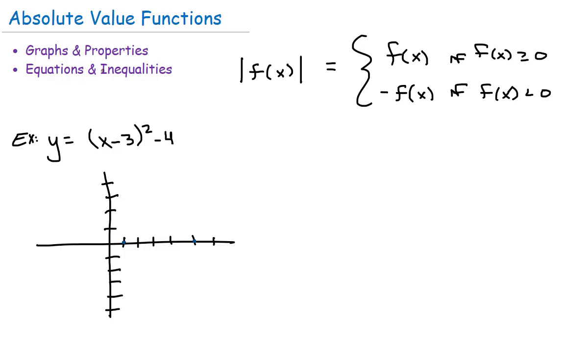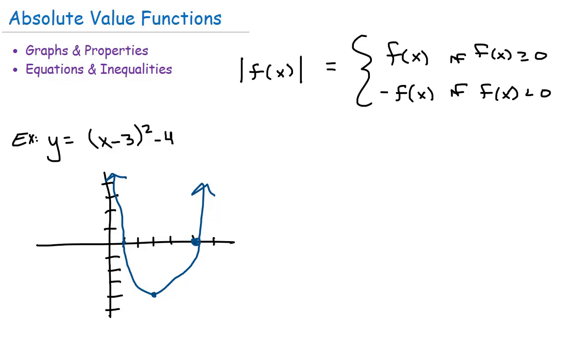So let's take a look at this example. We're going to graph this parabola, y equals (x minus 3) squared minus 4. And so this parabola just looks something like this, where we have our parabola opening upward, roughly like that, okay? Not the best drawing, but something like that. Okay, so that's our parabola.